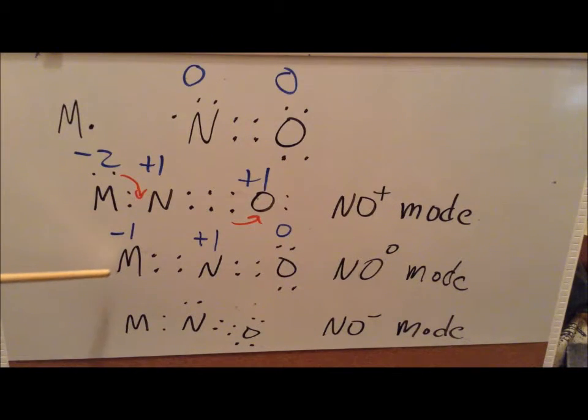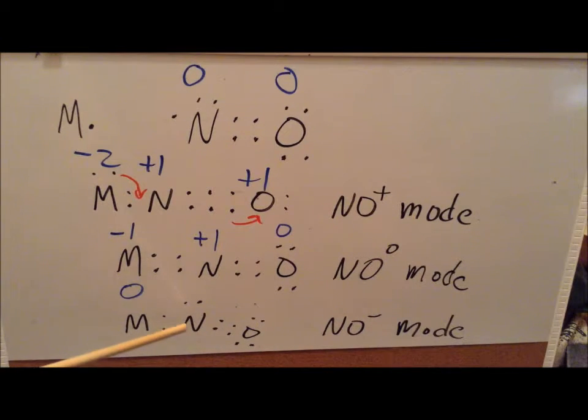Well, the metal started off with one valence electron. It has no lone pairs, and it has two bonding electrons. So 1 minus 0 minus a half of 2 gives us a total of 0 for the formal charge on the metal. So it's been able to go from having a formal charge of minus 2 to minus 1 to 0, which is a more reasonable formal charge for a metal.